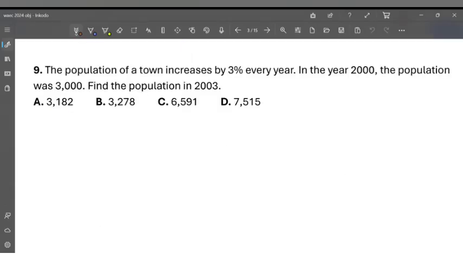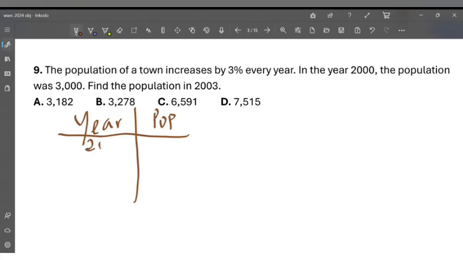All right, let's look at question number 9. It says the population of a town increases by 3% every year. In the year 2000, the population was 3,000. Find the population in 2003. So I'm going to have a table like this for the year and then the population. This is the year 2000. In the year 2000, we are told that the population was 3,000. And the population increases by 3% every year.